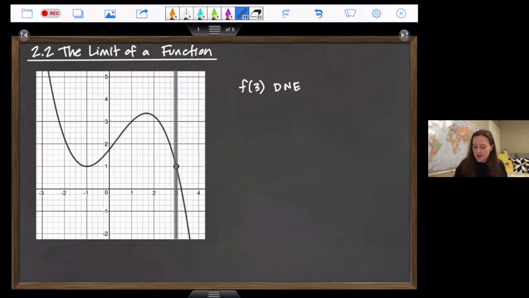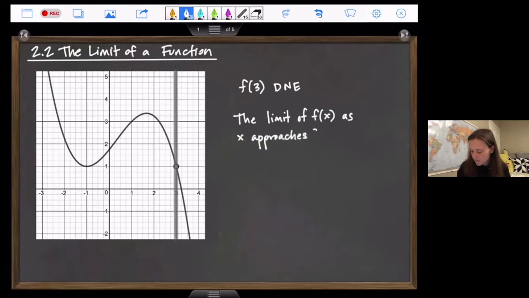So we would say that the limit of f of x as x approaches 3 is 1. As you get close to x equals 3, the function is telling you that it's headed towards a y coordinate of 1. In this case, it doesn't actually achieve that y coordinate of 1. This is what we call the limit of the function as x approaches 3.